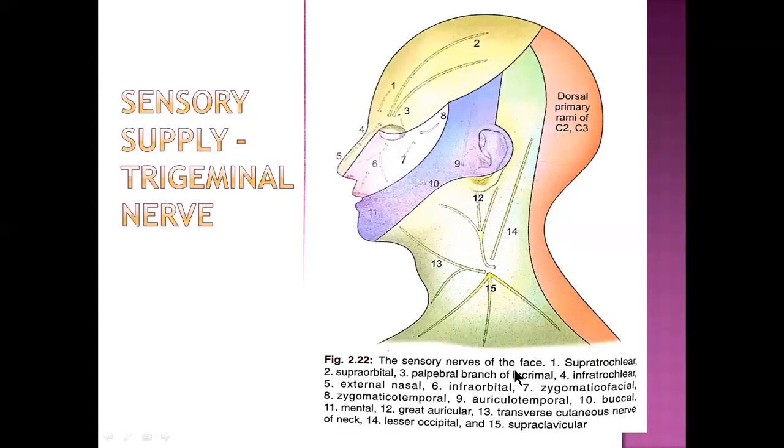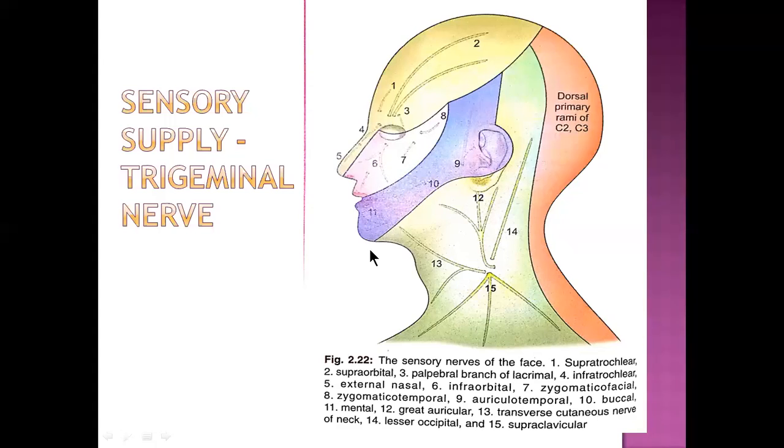So the sensory nerves of the face: you see the supratrochlear, just by the angle of the eyeball. Then you find the supraorbital, a branch of the lacrimal, the infratrochlear, external nasal, infraorbital, zygomaticofacial, zygomaticotemporal.